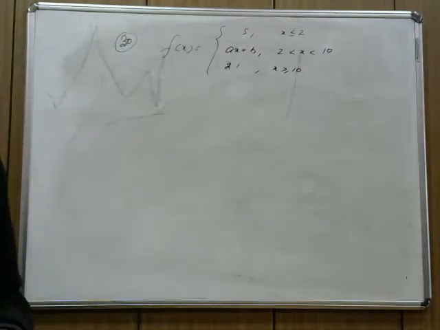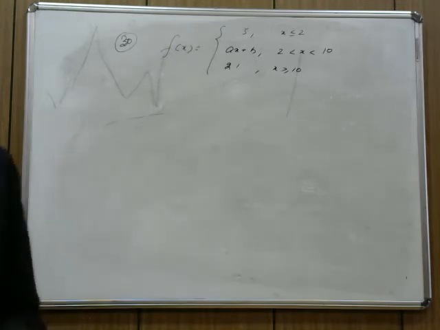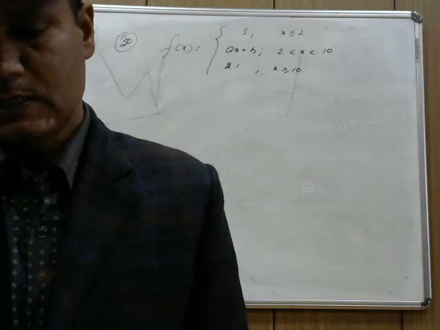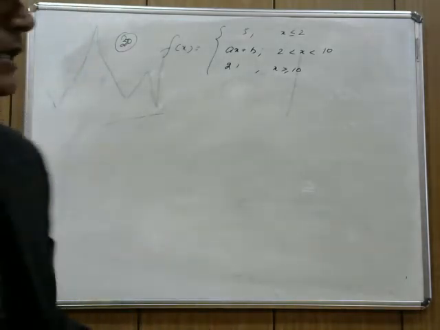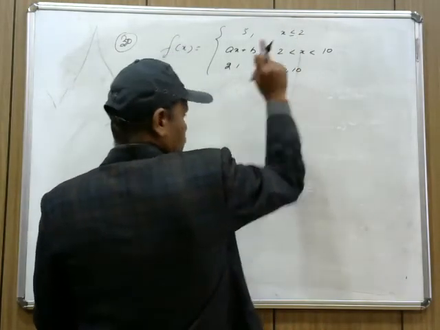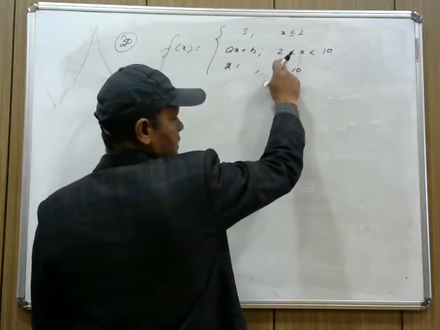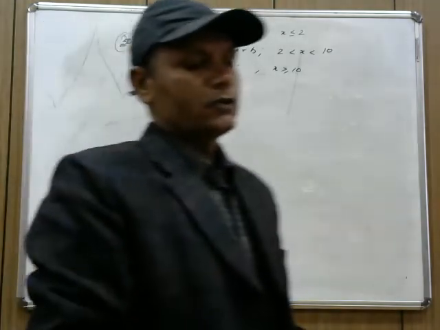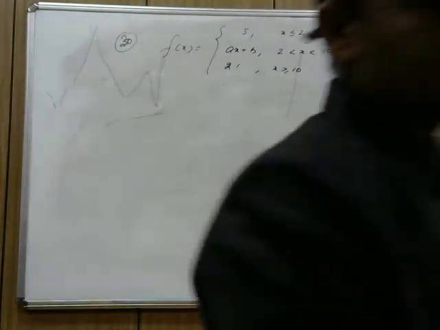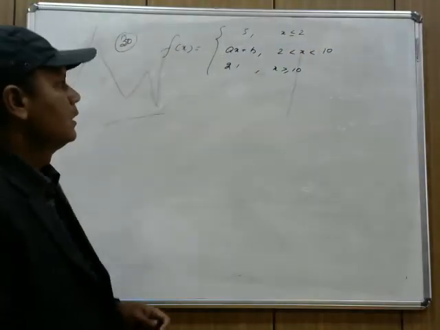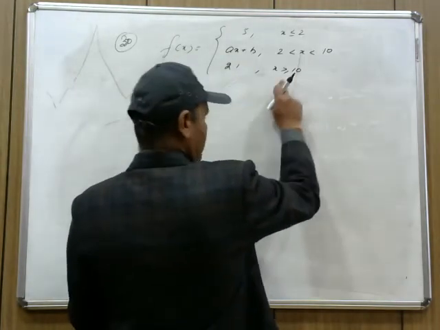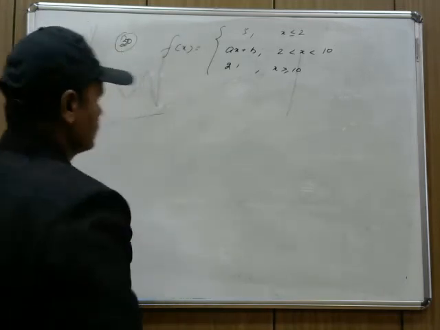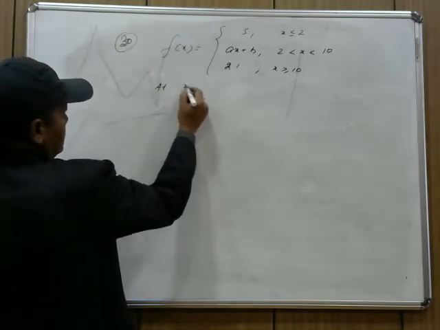The question is to find the values of a and b such that the given function is a continuous function. Now here there are two points: x is greater than 2, and x is less than or equal to 2. That means we can check the continuity of this function at x equal to 2, and also at x equal to 10. So first of all, I will check at x equal to 2.